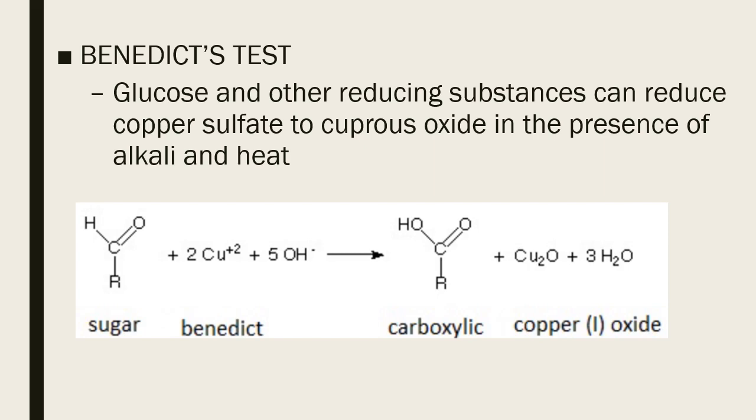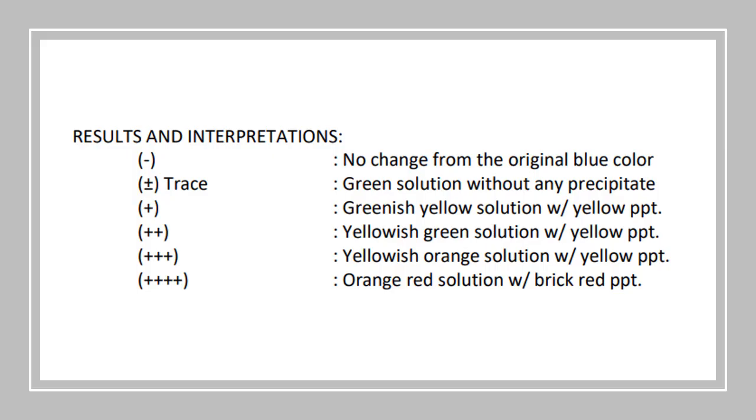Okay, and so for your Benedict's test, let's take a look at your results and your interpretations. You have here no change, and if negative, of course, you have trace: bluish green color without any precipitate. Positive one is a greenish yellow solution with yellow precipitate.